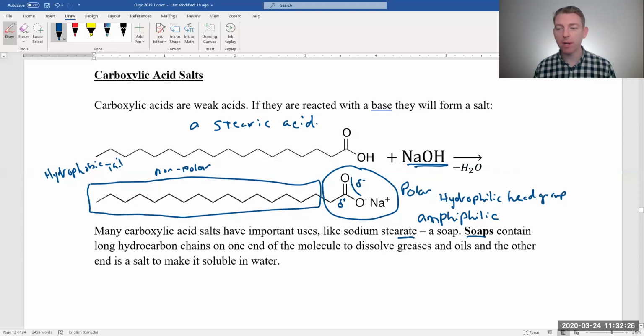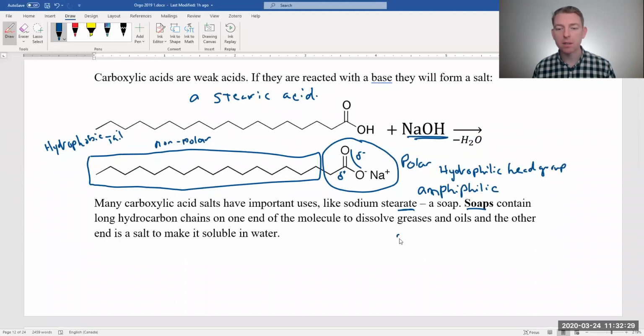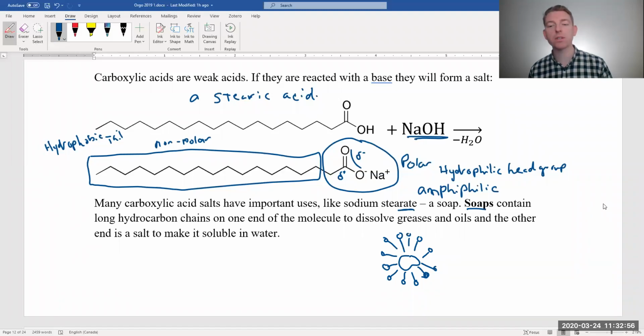So what we end up creating is what's called a micelle of these. If we draw them as just the head group and the hydrophobic tail, what they'll do is encase, say, a ball of grease. The non-polar side will be attached to it. The polar part is now water soluble. So this whole thing now becomes water soluble and it can wash the grease away. So that's great if we're talking about washing dishes.